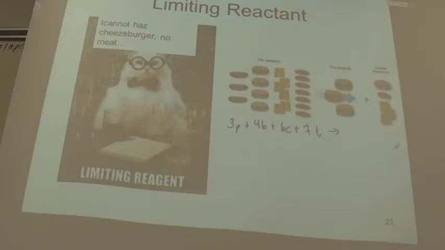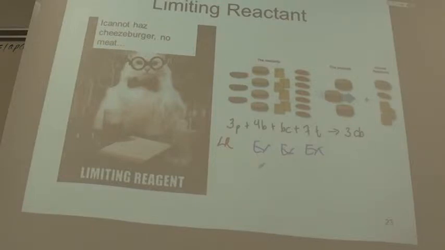If a cheeseburger consists of a hamburger patty, a bun, a piece of cheese, and a tomato, he can only make 3 cheeseburgers. What is the limiting reactant here? The hamburger patty is the limiting reactant. Our excess reactants would be the bun, the cheese, and the tomato. Everybody good there? Yes. All right, now I would like you to answer this question for me.